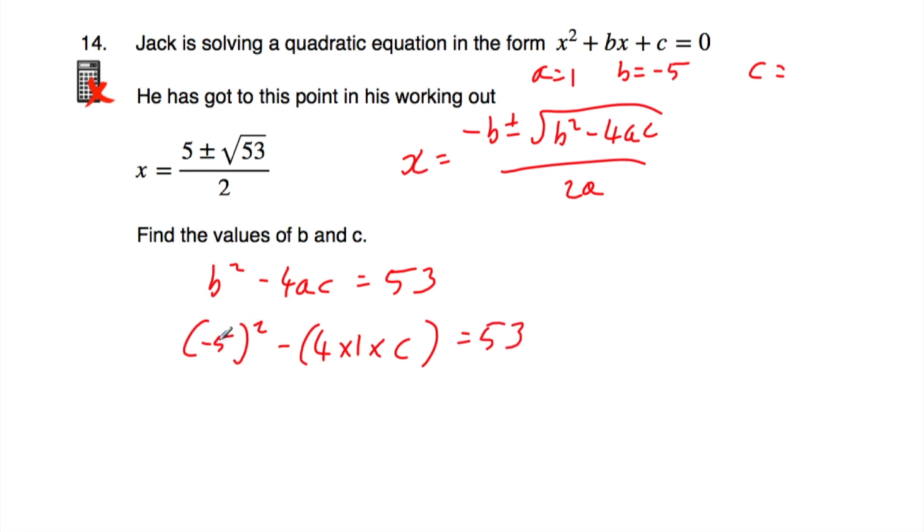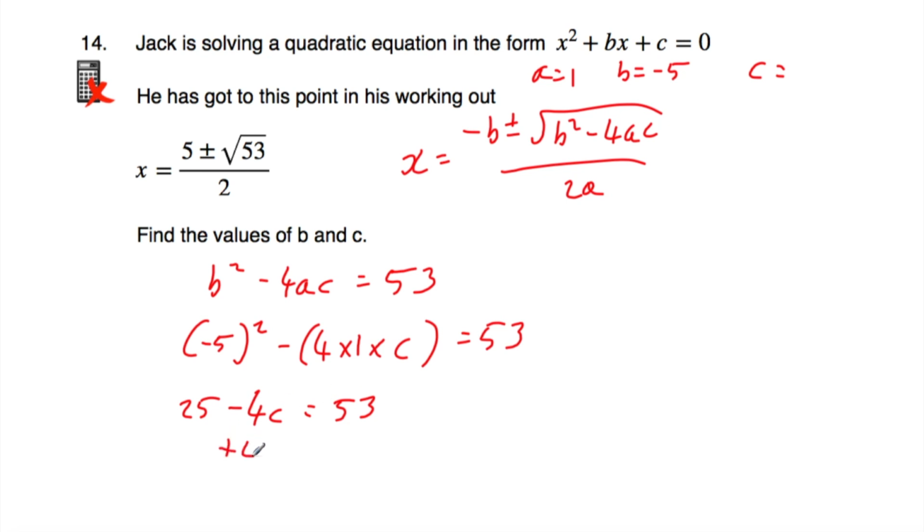So minus 5 squared would be minus 5 times minus 5, which is 25, minus. And then we've got 4 times a times c, that's 4 times 1 times c. 4 times 1 is 4, times c is c, so that's 4c. So minus 4c is equal to 53. So we've got 25 minus 4c is equal to 53. So we just need to solve this equation.